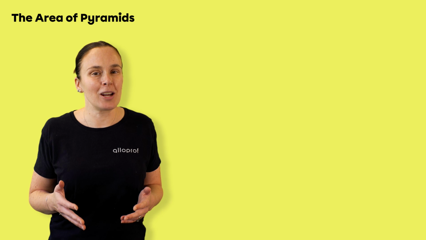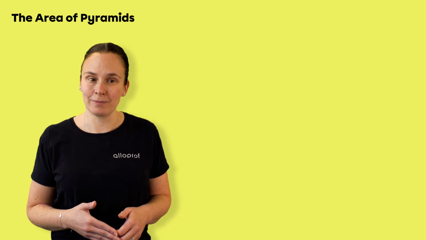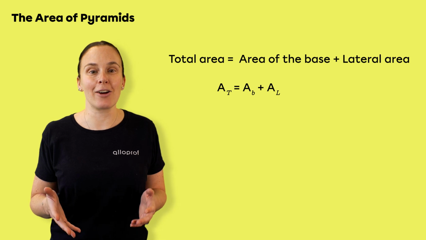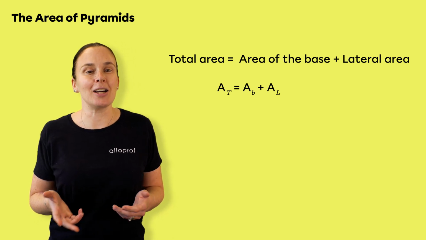There is a faster way to find the surface area of a pyramid. You may know the following formula. Surface area equals the area of the base plus the lateral area. Let's take some time to understand this formula.